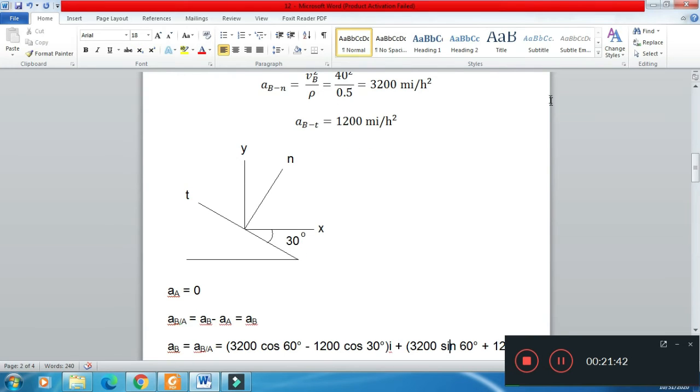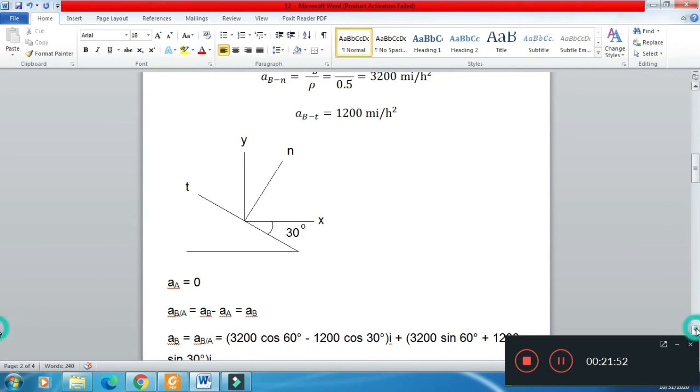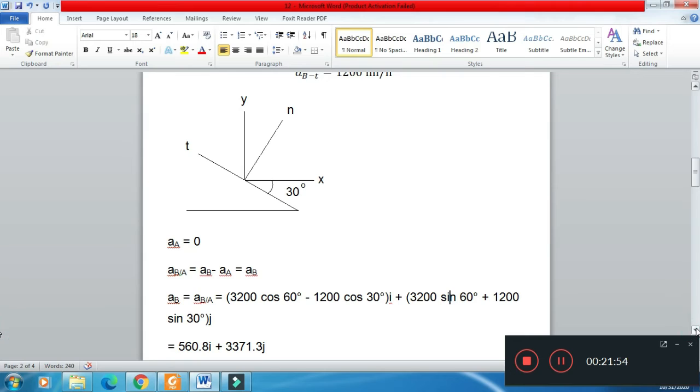There is no acceleration of car A. Since there is no acceleration of car A, the relative acceleration of B with respect to A, or the absolute acceleration of B, both are same.